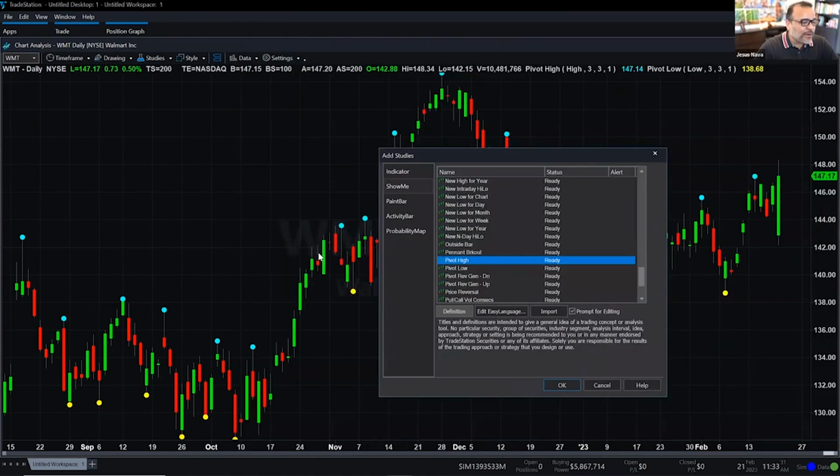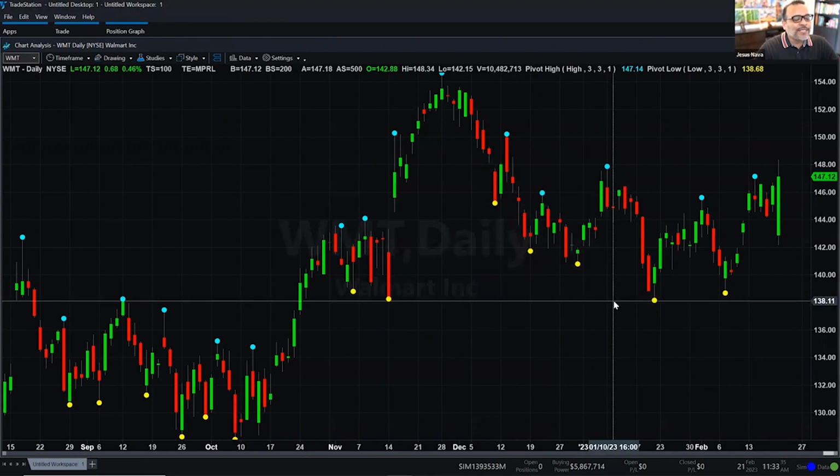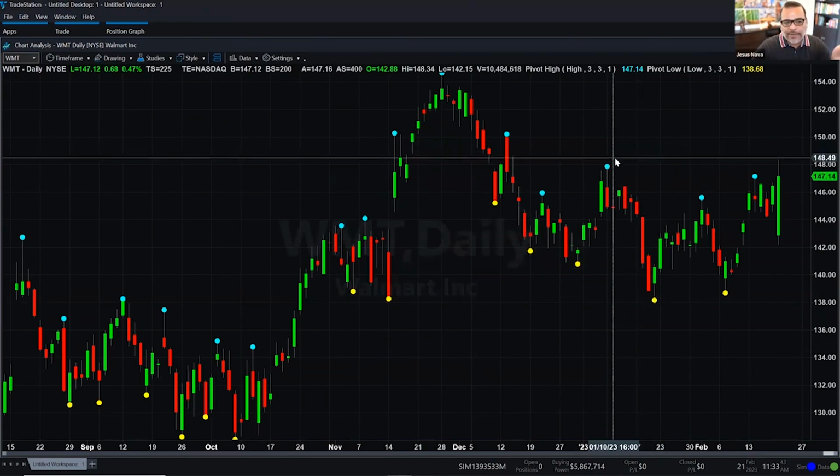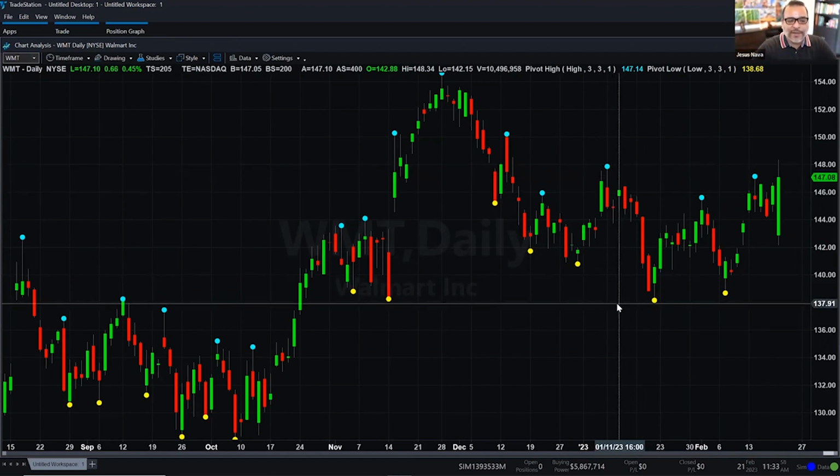So let me go back in here into my TradeStation, because the default value is 3. So on every pivot that is identified here, for every pivot high that you find, you're going to find 3 highs that are lower than the pivot on either side of that price that is being identified.